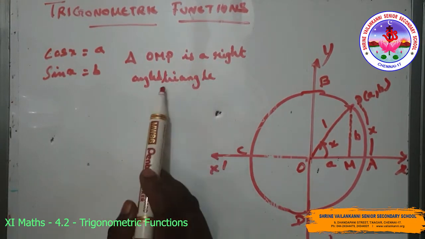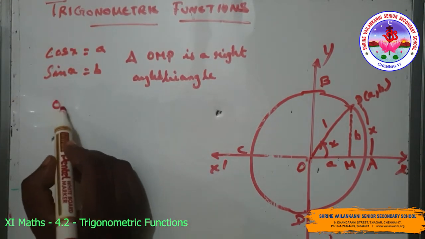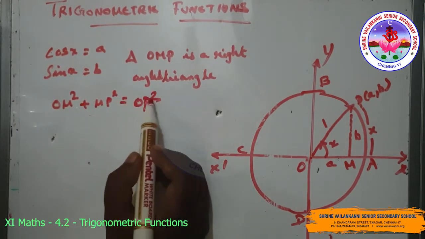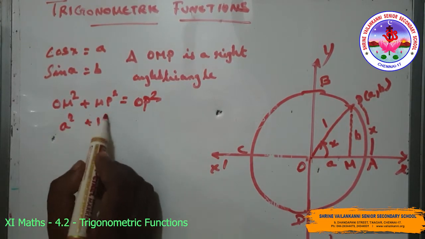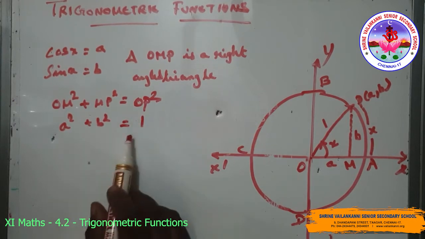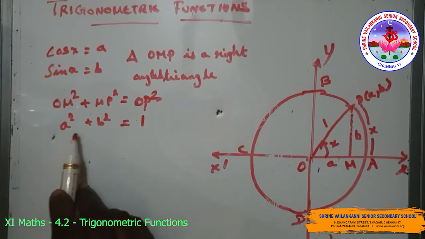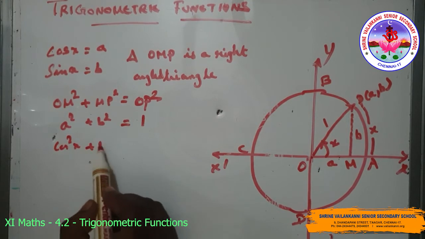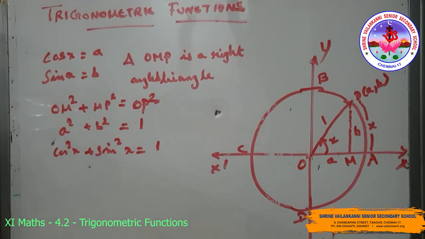Triangle OMP is a right angle triangle, so OM square plus MP square equals OP square. We can write OM as A and MP as B, and OP square is 1. So A square plus B square equals 1. For every point on the unit circle, A square plus B square equals 1. Since A is cos x and B is sin x, cos square x plus sin square x equals 1, which is our first identity.